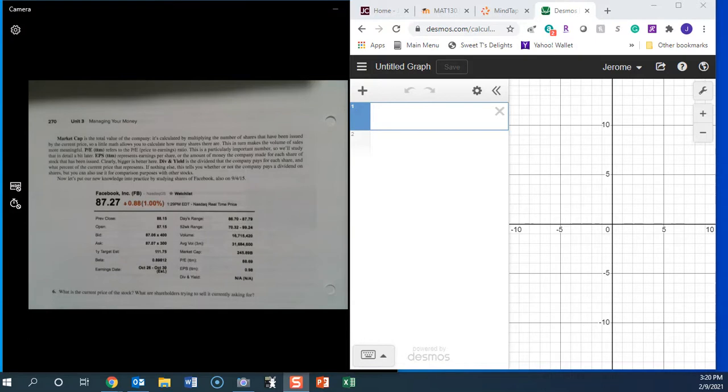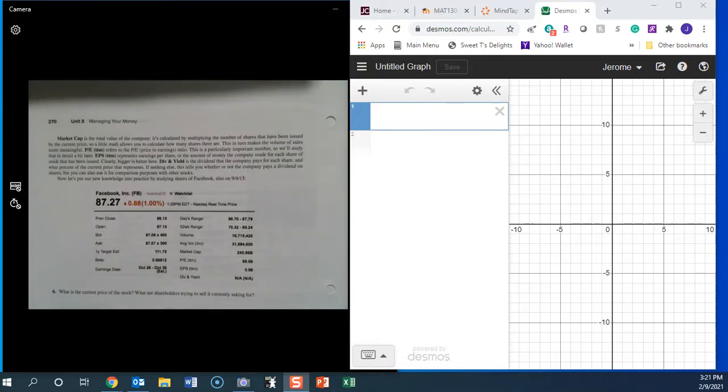EPS, that's earnings per share, represents the amount of money the company made for each share of stock that has been issued. Clearly, bigger is better here. Dividend and yield is the dividend that the company pays for each share and what percentage of the current price that represents. If nothing else, this tells you whether or not the company pays a dividend on shares, but you can also use it for comparison purposes with other stocks.